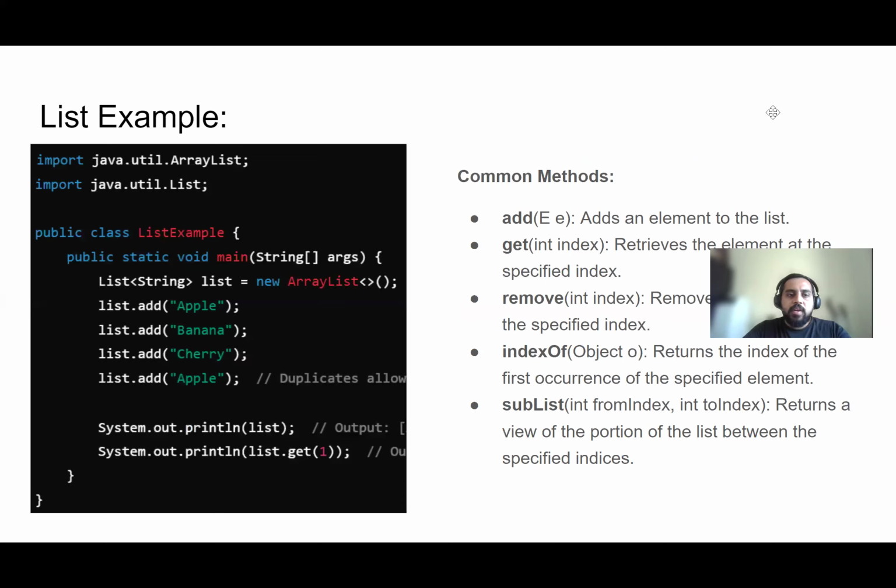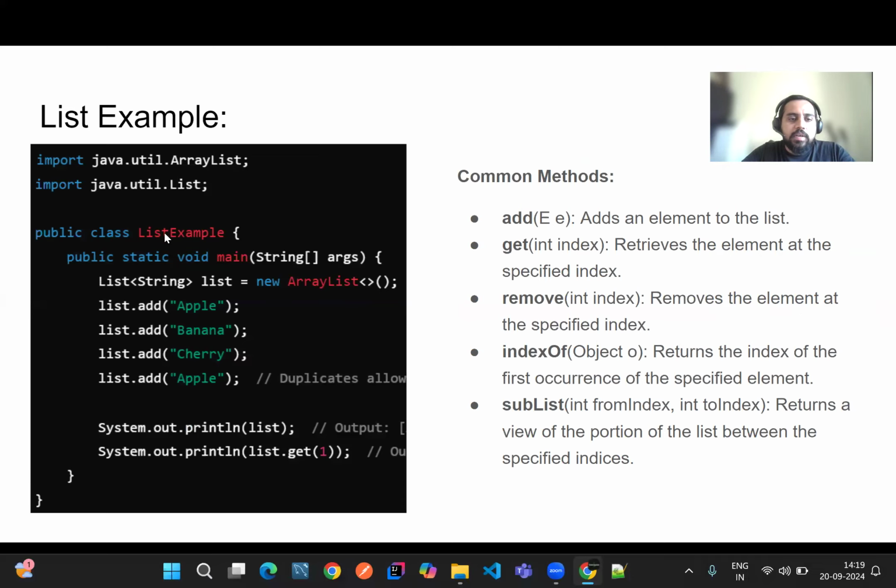This is a list example where I have a class called ListExample and a main method. In the main method I created an ArrayList where, using the add method, I'm adding all the values to it: apple, banana, cherry, apple. I'm adding apple again, even though we already have an apple. Still I'm adding another duplicate value, but it is allowed. In list, duplicates are allowed and insertion order is preserved. When I print this, I get apple, banana, cherry, and apple.